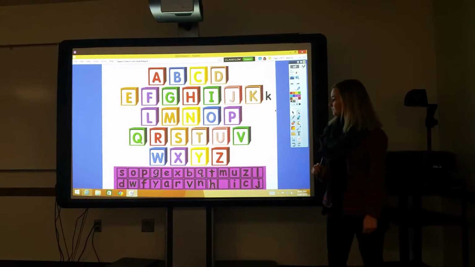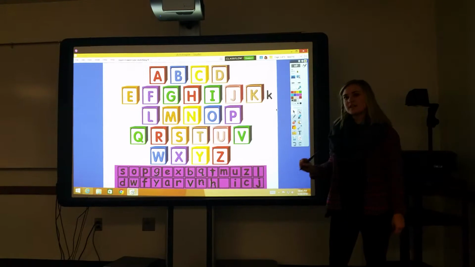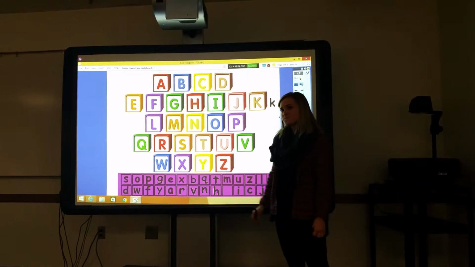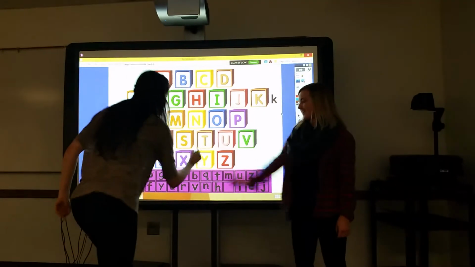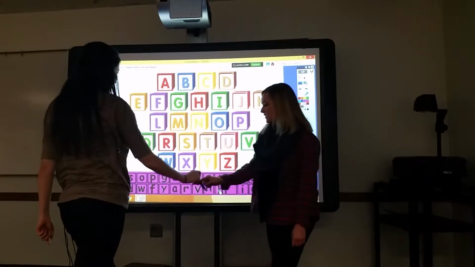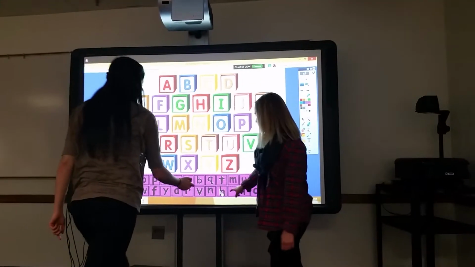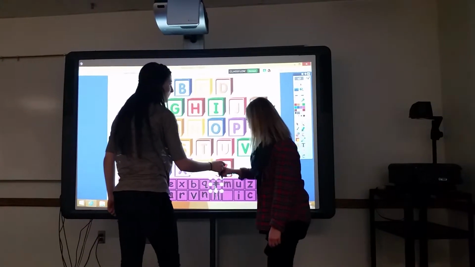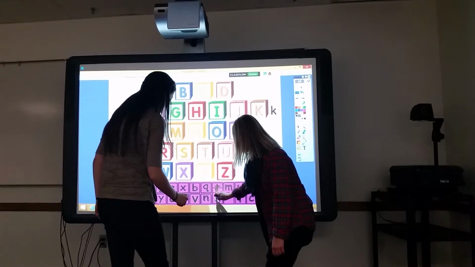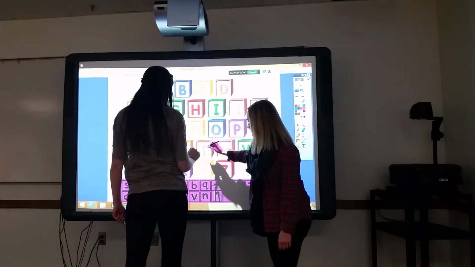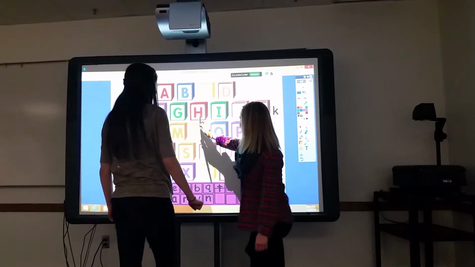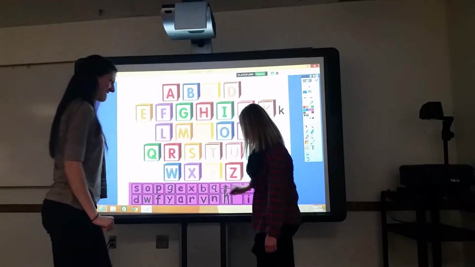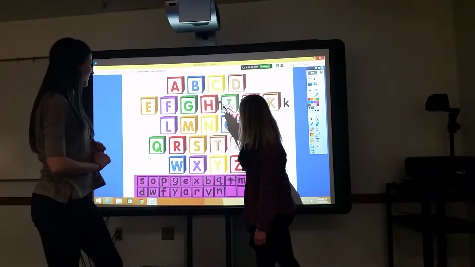This one's just bigger. Hannah, can you pick a lowercase letter that you recognize? That one is called H. Can you drag the letter H to its matching letter? This is the matching letter H. Okay, that's the matching letter for H. Thank you, Hannah.